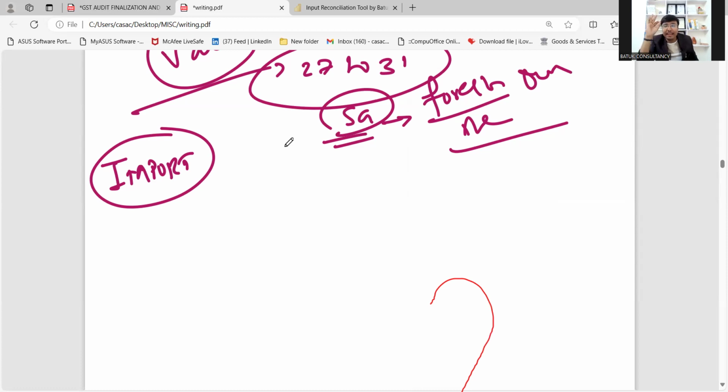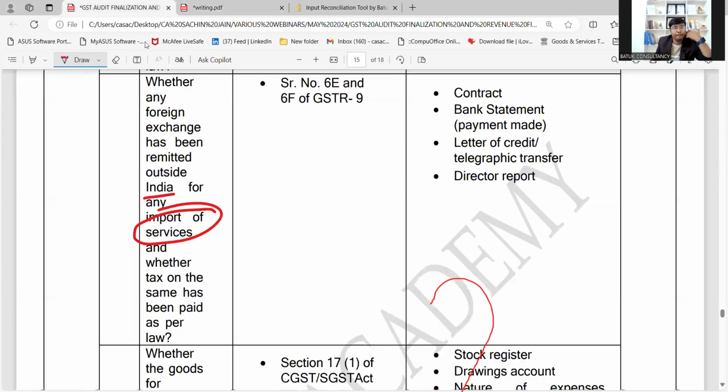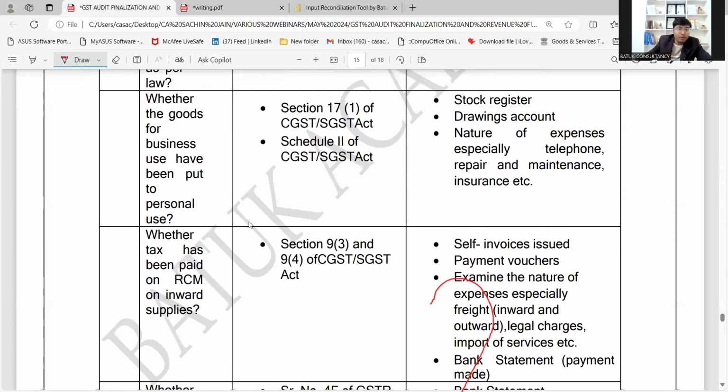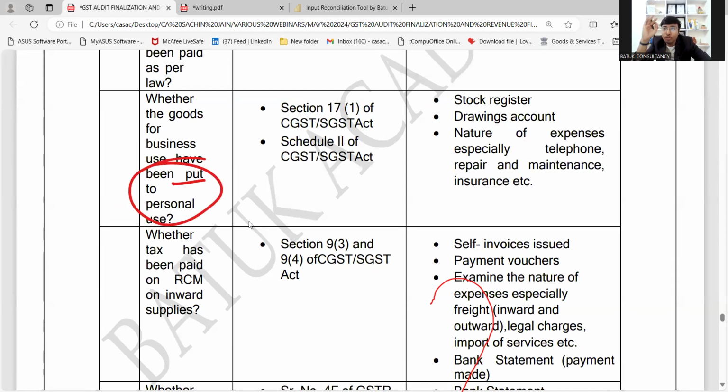So when we are analyzing the financial statement of the client, we also need to check the capital account of the taxpayer, so that if there is any manipulation, we can easily identify it through the analysis of that capital account. Whether goods for business have been put to personal use, we also need to check. If they have used those goods for personal use, in that case rule number 42, 43 will be applicable regarding reversal.